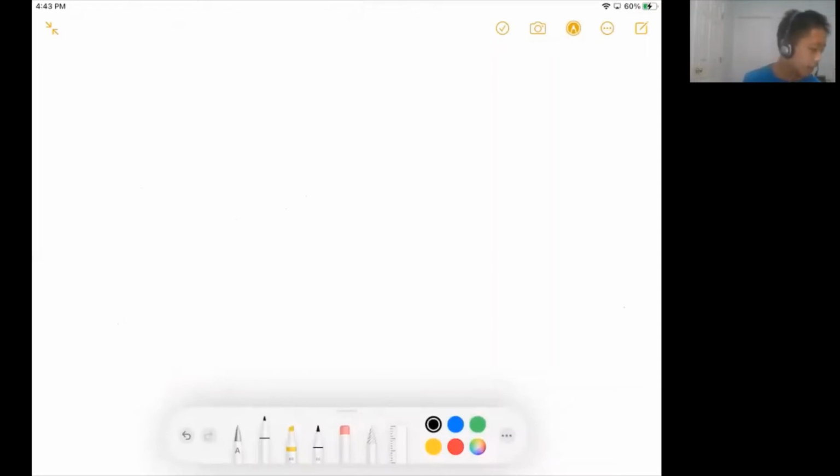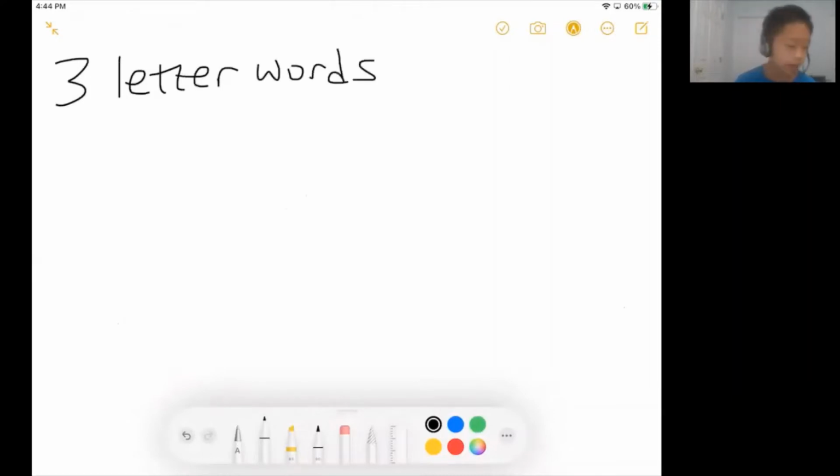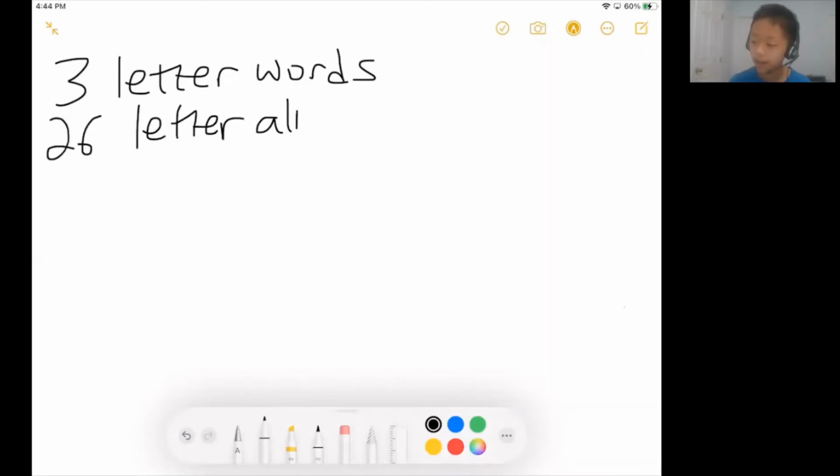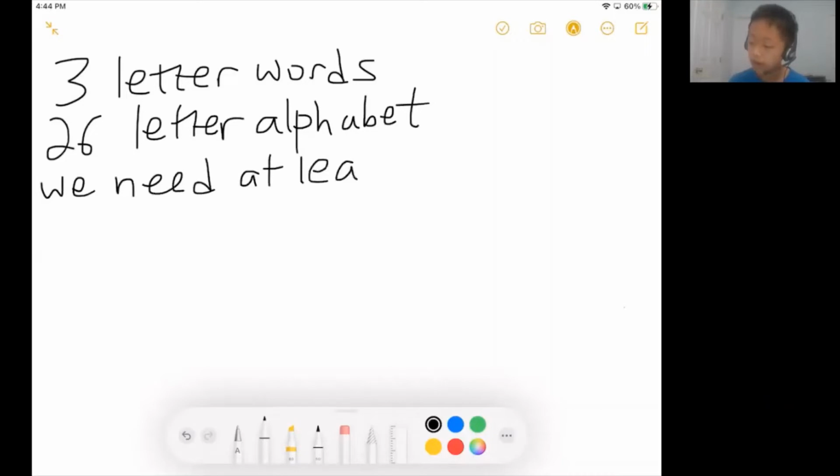The question says we want 3-letter words. So we want 3-letter words from the 26-letter alphabet, right? So 26-letter alphabet. And we need at least 1 A in the word.